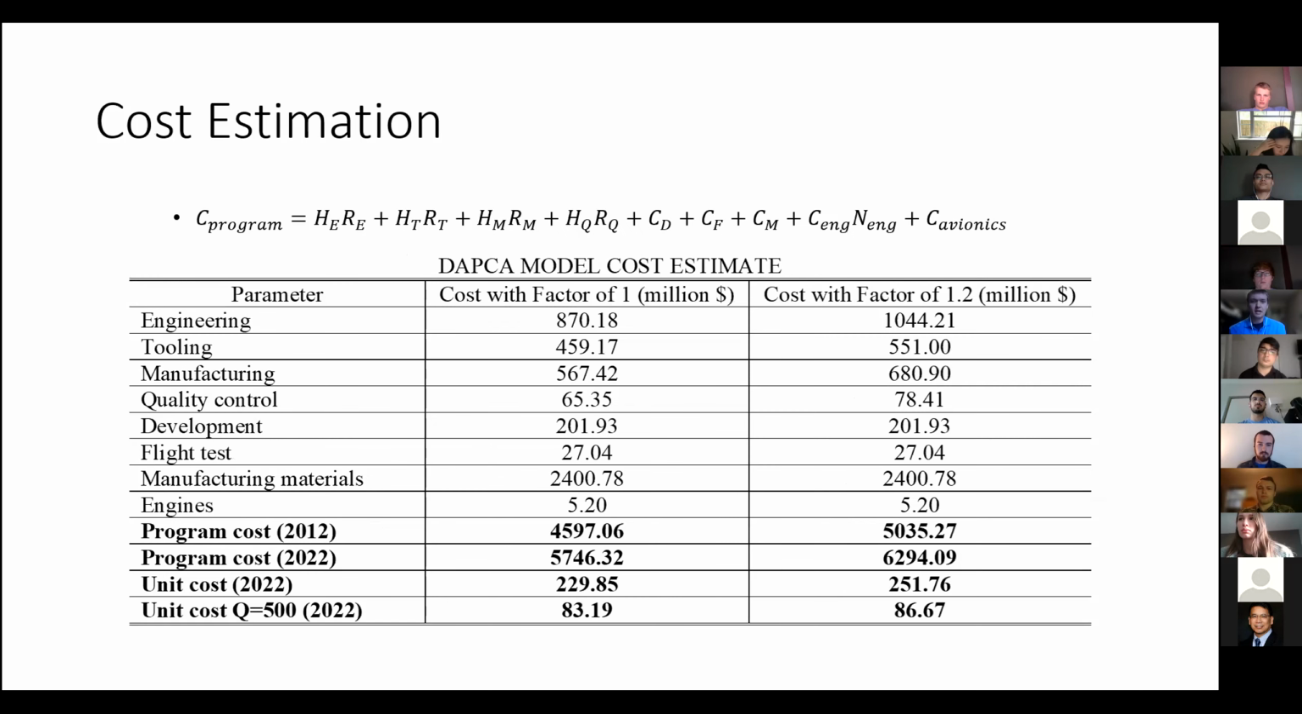The equation is at the top. We run each of the numbers and the associated costs are listed, but we come to a unit cost of 230 million for a 25 production run. If we wanted to be closer to a comparable aircraft like the C-130, we would need to reach $83 million unit cost, which would need a production run of 500. So it's important to break into global markets to do this.